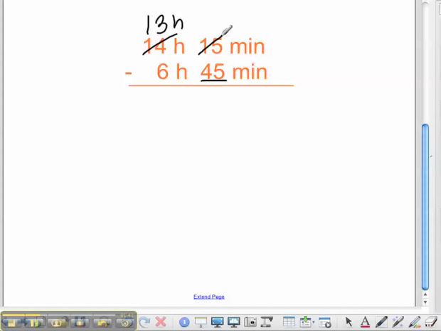So adding the 60 minutes to the 15 minutes that you already have gives you 75 minutes total. Okay, so then 5 minus 5 is 0, 7 minus 4 is 3. So you're left with 30 minutes.